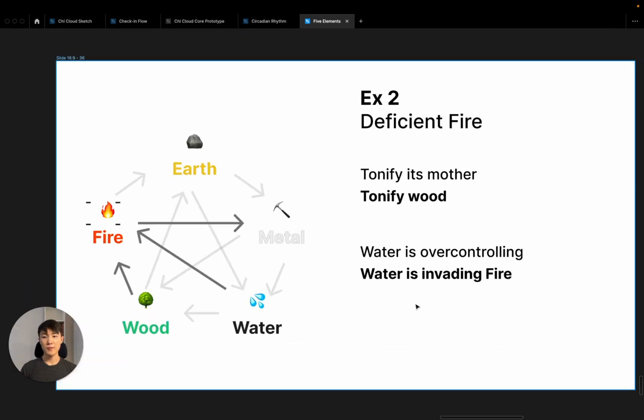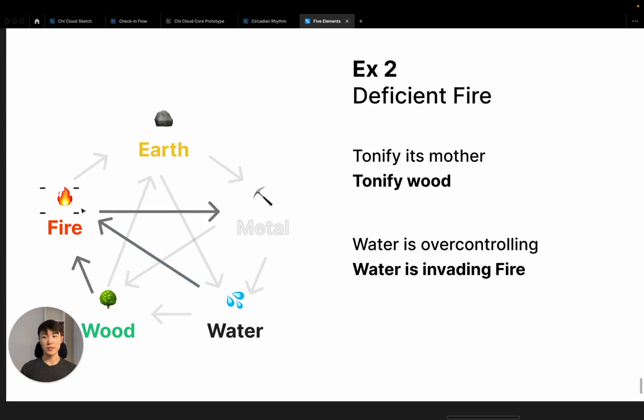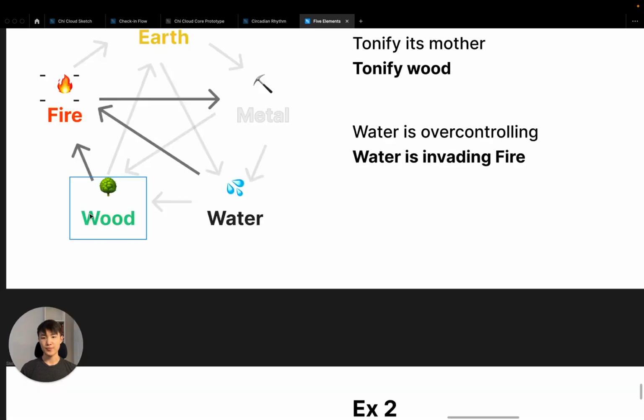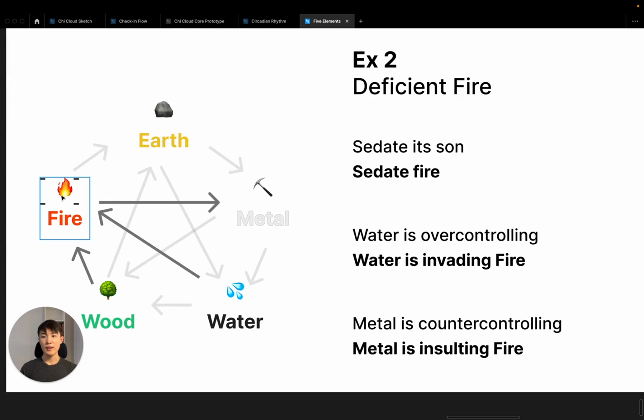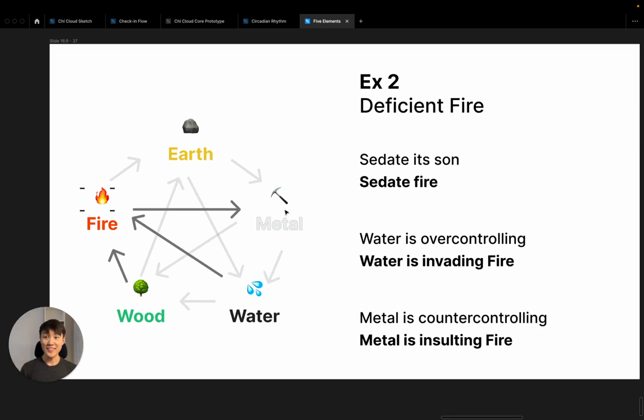And in terms of the diagnosis, we're going to look at the controlling cycle. So first, we know that water is over-controlling fire because fire is deficient in this case. Water normally controls fire, but water is over-controlling fire in this case. Therefore, water is invading fire. And in relation to metal, fire is deficient. Fire usually should control metal, but metal is counter-controlling fire. Therefore, metal is insulting fire. Did you get that example?